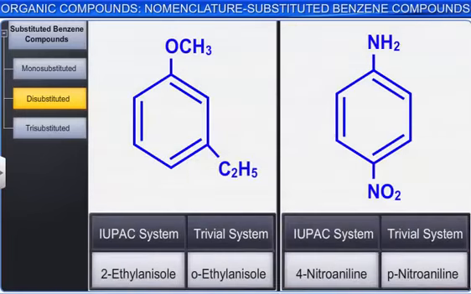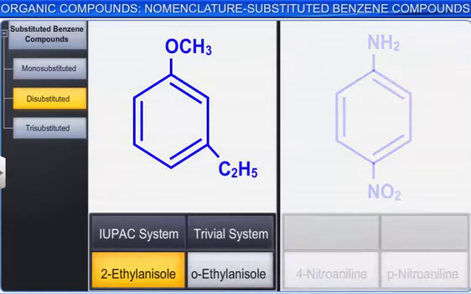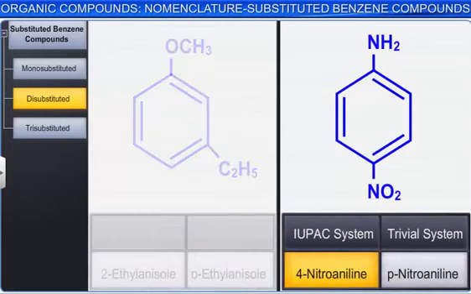Similarly, the names of the following compounds with two different substituents on the benzene ring are 2-ethylanisole or ortho-ethylanisole and 4-nitroaniline or para-nitroaniline respectively.